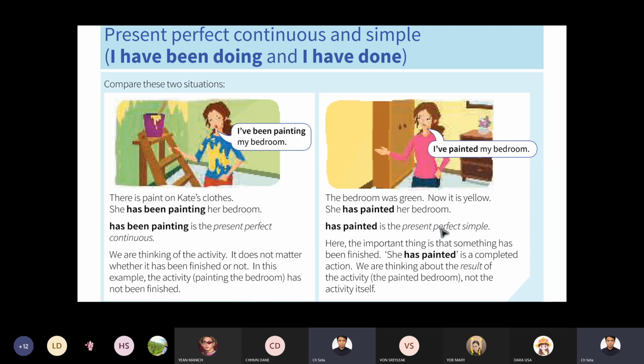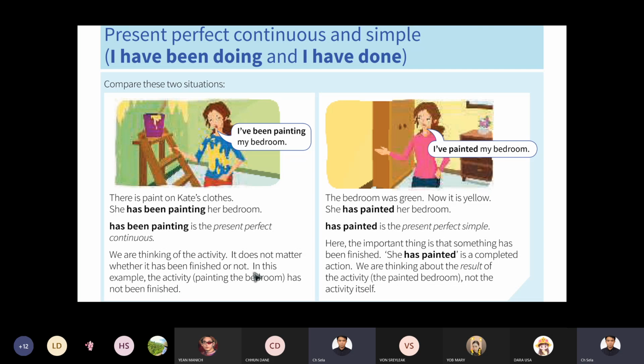Has painted is the present perfect simple. Here, the important thing is that something has been finished. She has painted is a completed action. We are thinking about the result of the activities, not the activity itself, only the result. Okay, ladies and gentlemen.